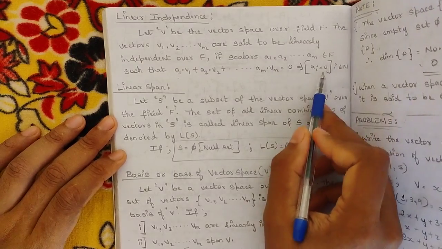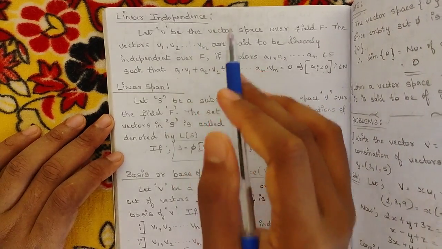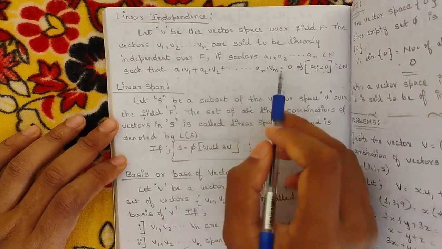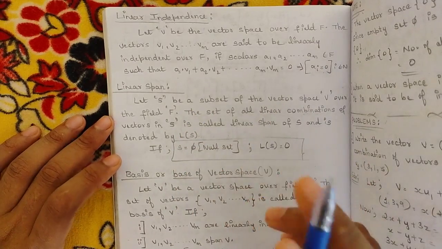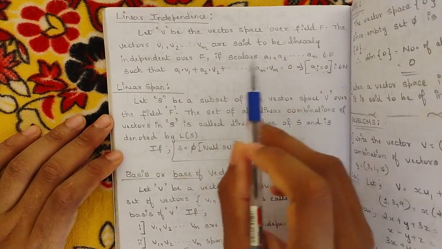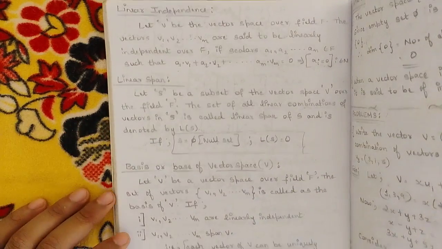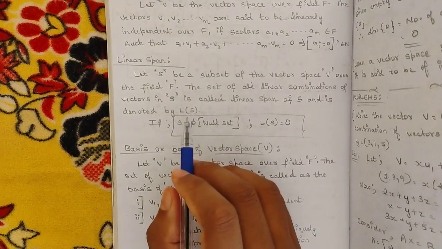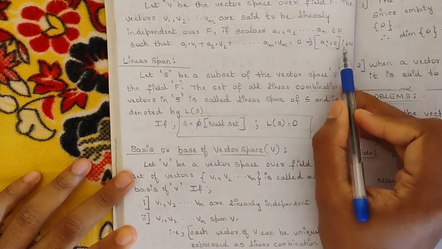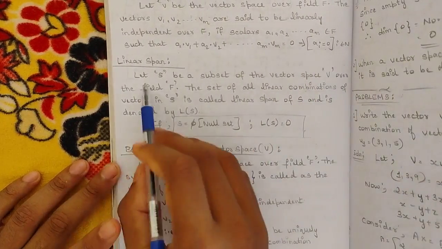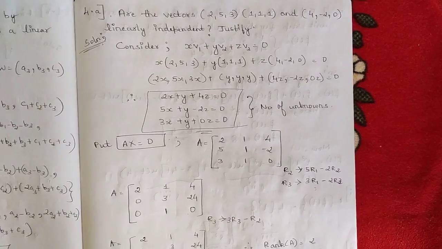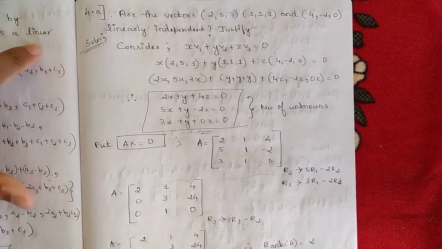If every ai is equal to 0, then it is independent. Where i here belongs to the set of natural numbers. So this is the next question, 4a.